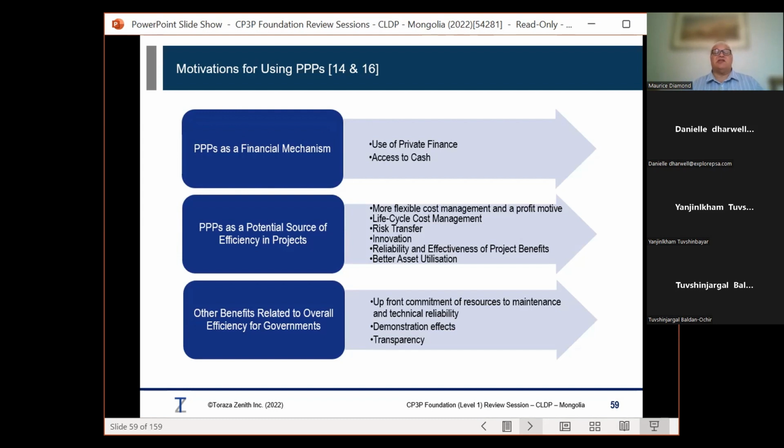Okay, we also are enforcing life cycle cost management on our processes, because the way the price is defined is by looking at the costs overall of the build and the maintenance cycle, and those costs are absorbed within the life cycle cost management. We also have risk transfer, innovation, reliability and effectiveness of project benefits, and better asset utilization.